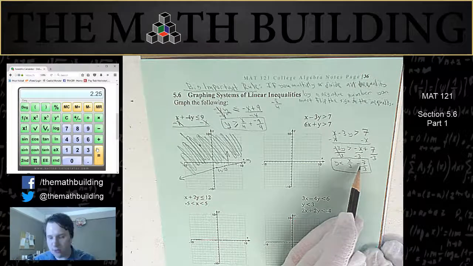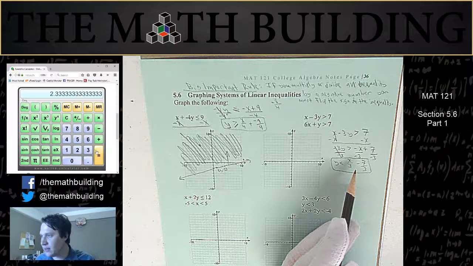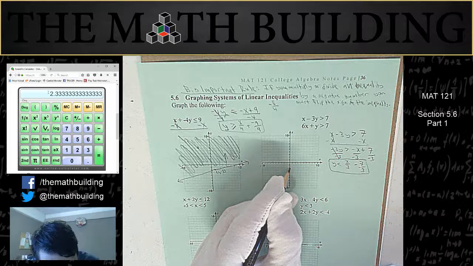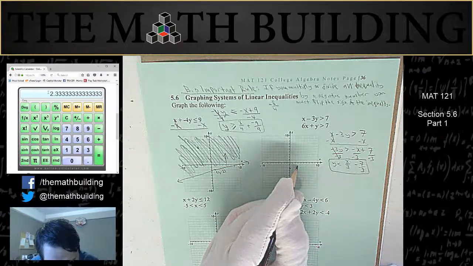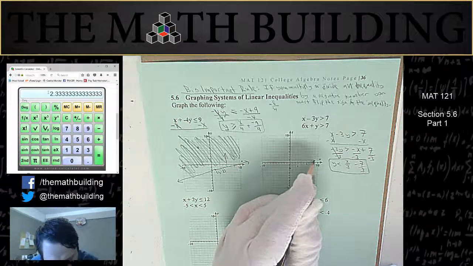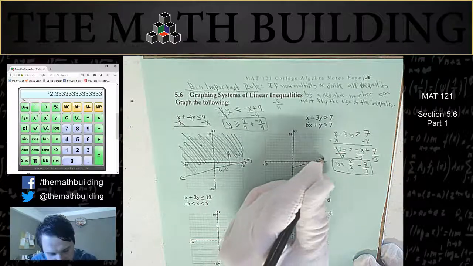So the intercept, let's see, 7 divided by 3. So that's negative 2.333, which will be about right here. And then it's up 1 over 3. Up 1 over 3. Up 1 over 3. Like that. Let's connect those dots.